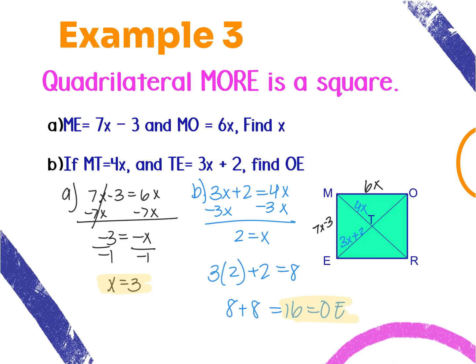All right, so looking at your answers, they are on the board. Please check your work. X for A is 3, OE is 16. Check it, please.